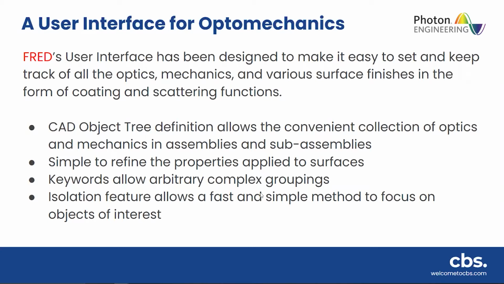Keywords are a really great part of Fred that we're going to use here. We're going to demonstrate them being used here, which allow us to have arbitrary complex groupings. So essentially these keywords act as tags. And then the isolation feature that Fred has as well, especially when working in a very complex model, allows us to very quickly focus on parts of the model that are very interesting to us and just remove some of the extra detail whilst we're actually doing that, so we can focus on objects of interest. So that enables us to essentially specify the model and work very easily with the model.